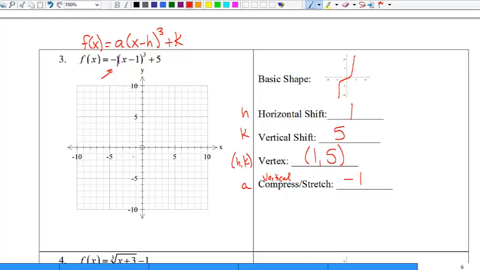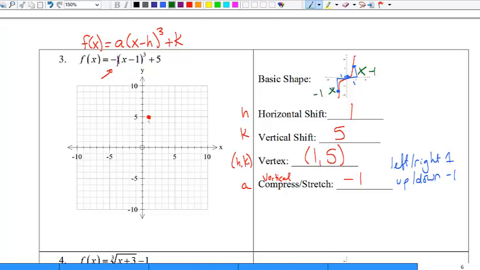Okay, so let's plot our vertex, 1 comma 5. Now let's get our key values. From my vertex, I normally will go right 1 and up 1, or left 1 and down 1 to get my new key values. But in this case, I'm going to go left and right 1 because I always do. But instead of up and down 1, I'm going to go up and down -1, which means it's going to be in the opposite direction. So I'm going to cross this one out, and put -1 there.